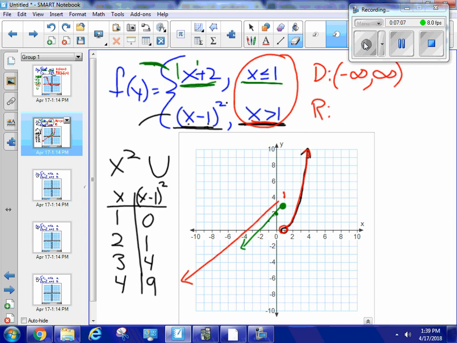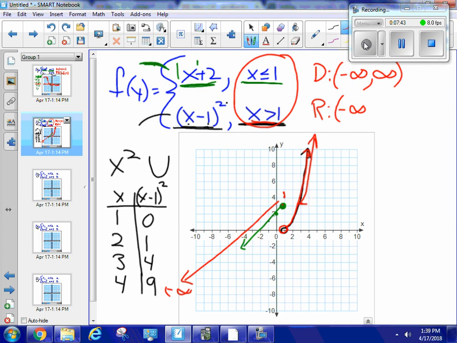Range is a little bit trickier, but I can determine it by looking at the graph. So let's erase this red thing. Well, let's leave this red thing right here, and I can see that on my green function, I start down here at negative infinity, and I'm going all the way up to 3. So I know I'm going to start at negative infinity, and I go all the way up to 3, and it looks like it stops. So then the other graph right here takes over right there, and that is going up to positive infinity.